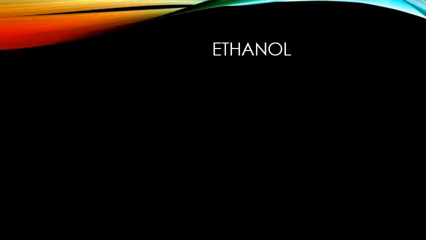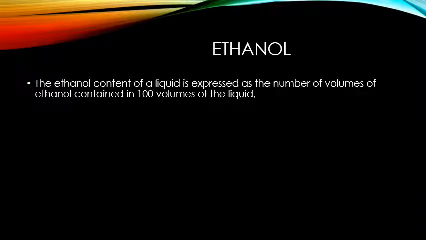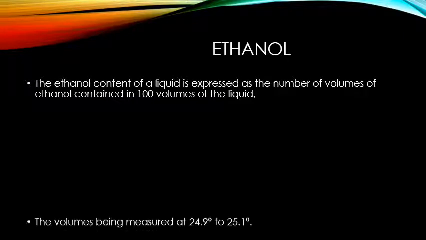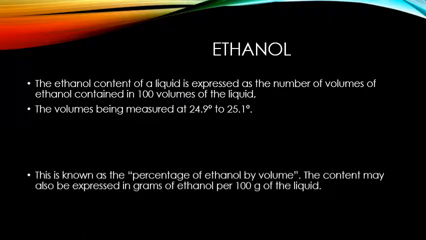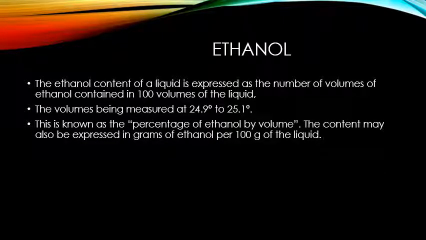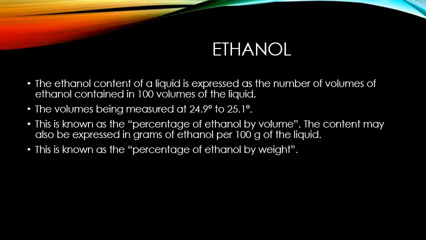Then the next assay is the ethanol. The ethanol content of a liquid is expressed as the number of volumes of ethanol contained in 100 volumes of the liquid. The volume is measured at 24.9 degree to 25.1 degree. This is known as the percentage of ethanol by volume. The content may also be expressed in grams of ethanol per 100 gram of the liquid. This is known as the percentage of ethanol by weight.